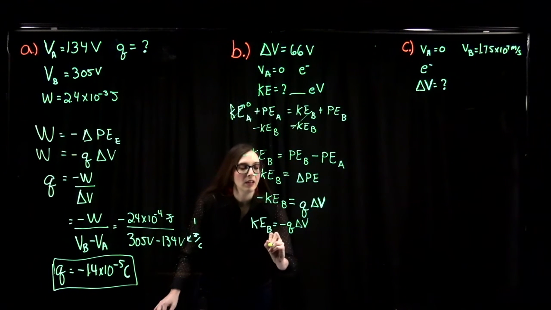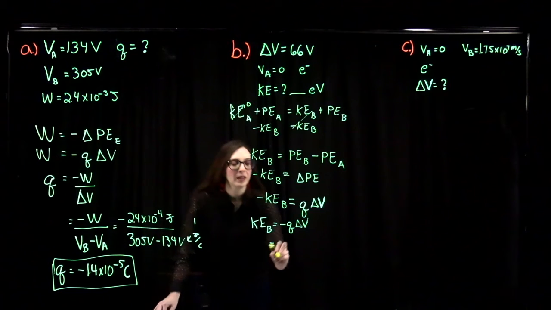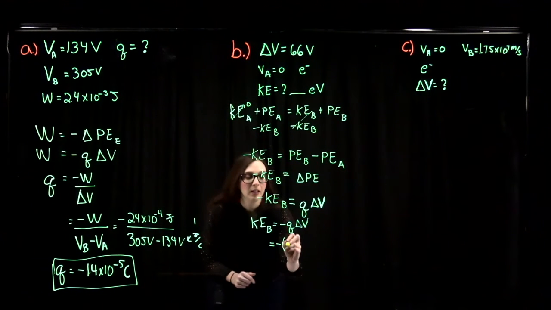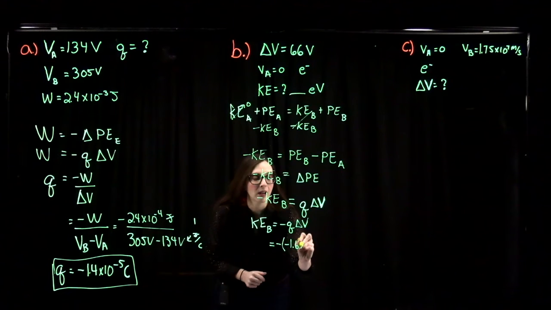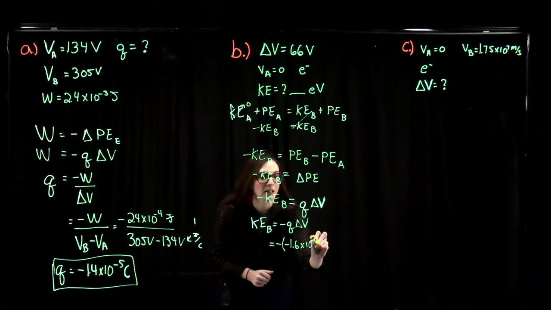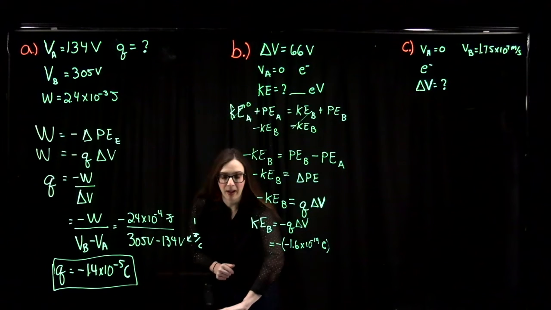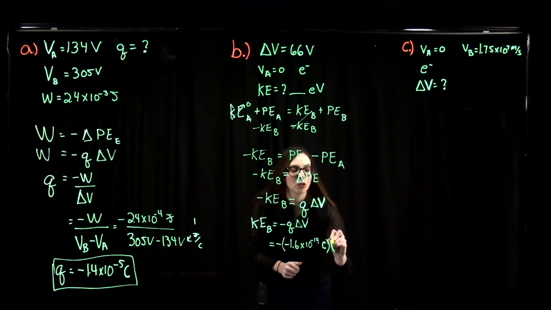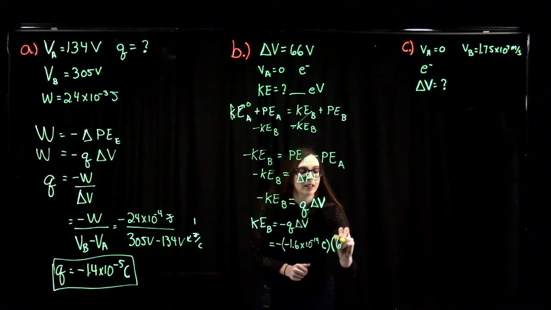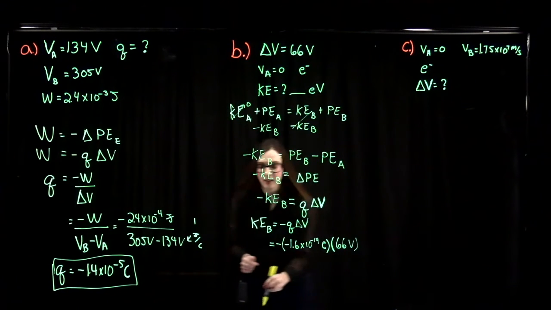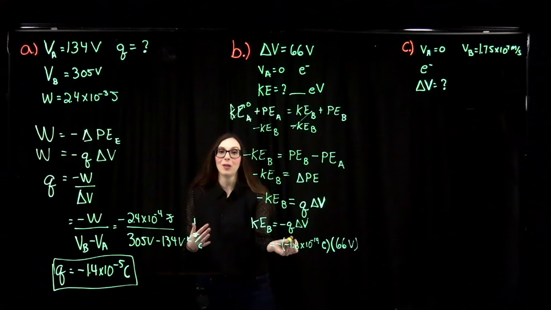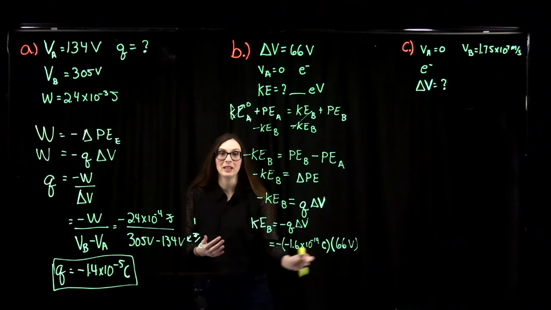Okay, so this kinetic energy is equal to minus my charge on an electron, which is minus 1.6 times 10 to the minus 19 coulombs. And then I have to multiply it by my potential difference, which was 66 volts. Okay, so then I take minus times a negative, that becomes a positive. So this quantity is actually positive.